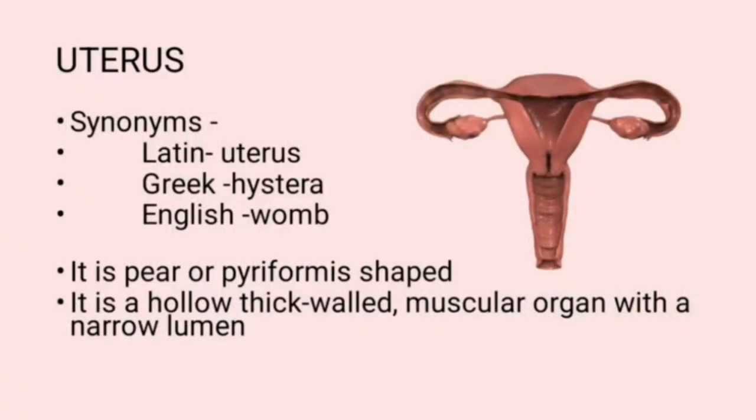First of all, the uterus. It has many names, so we will learn about the synonyms. In Latin, it is known as uterus. In Greek, it is called hystera, and in English, it is called womb. It is a pear or piriformis shaped organ. It is a hollow, thick-walled muscular organ with a narrow lumen.